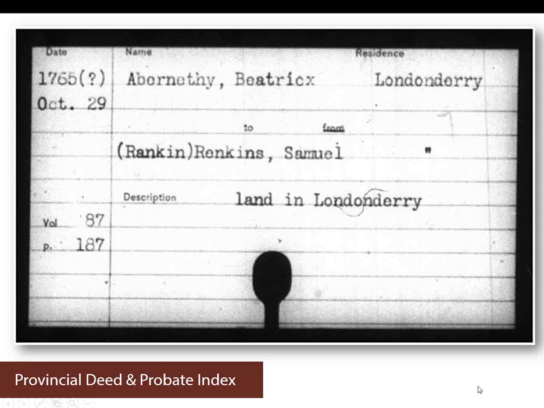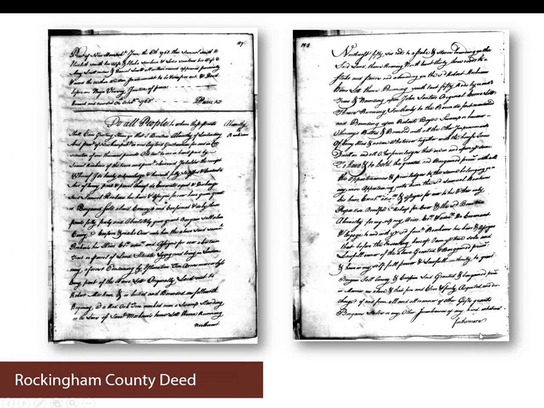Now, for probate, the record index is on film, but the records that we have are on microfiche. So you might be looking at 2 different machines at the same time to do your work. So let's go on to the next image here. And here's one of the early recorded deeds. This is from 1765, and there's that Abernathy to Rankin deed.